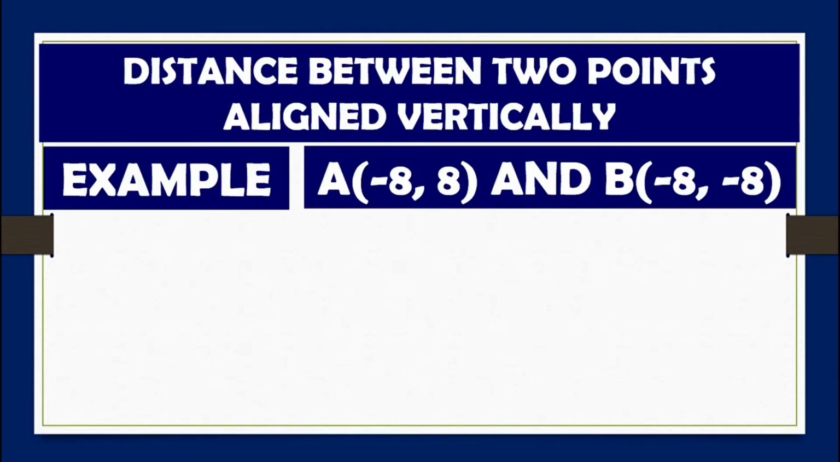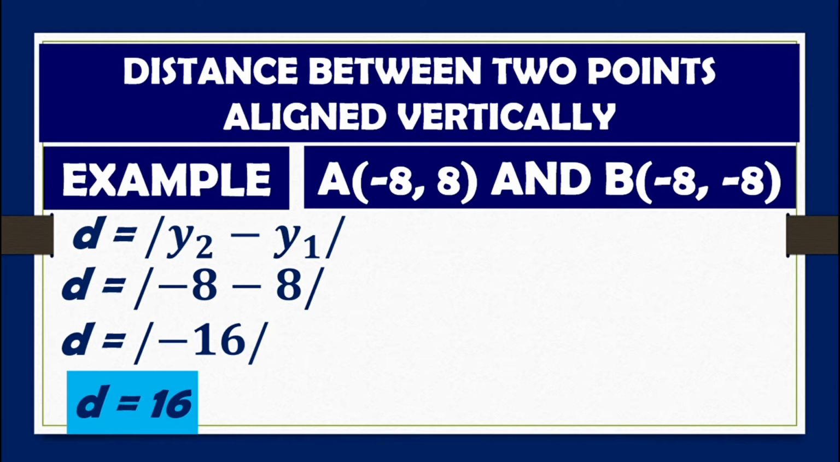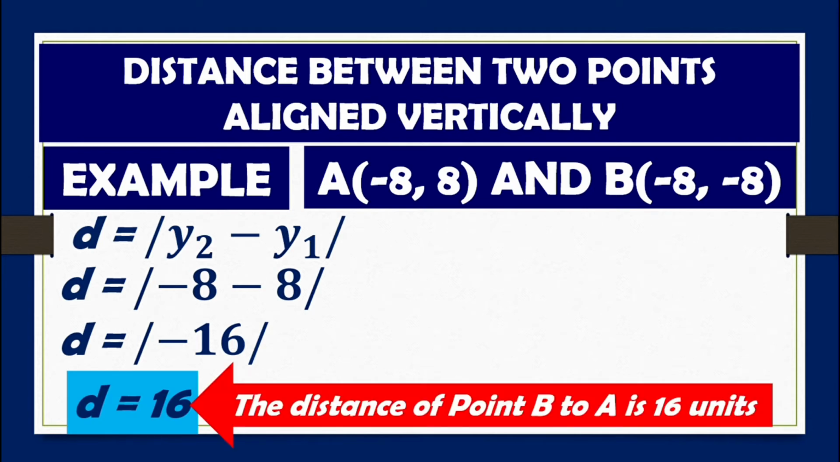Another example. Point A has coordinates negative 8, 8, and point B has coordinates negative 8, negative 8. Again, the value of x sub 1 and x sub 2 is equal. Then we will utilize this formula. Distance is equal to the absolute value of y sub 2 minus y sub 1. By substitution, y sub 2 is negative 8, y sub 1 is positive 8. By simplifying, distance is equal to the absolute value of negative 16, and the absolute value of it is positive 16. Therefore, the distance of point B to A is 16 units.